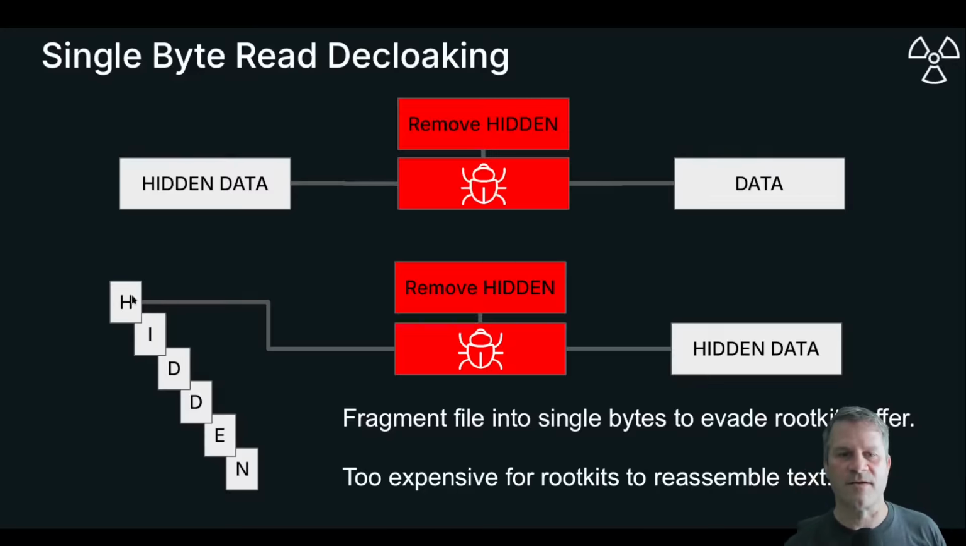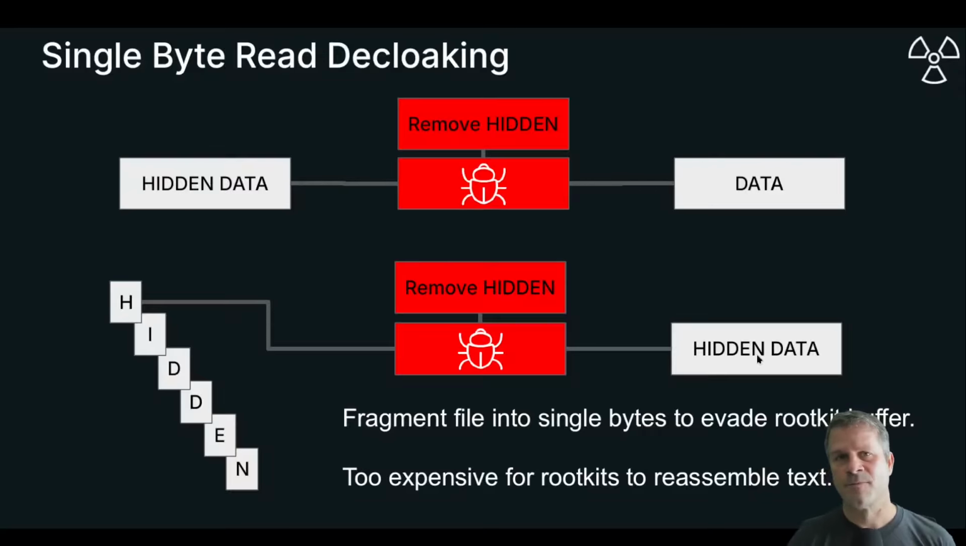What happens though if I broke the file read up into small little chunks, just like a network fragment, and I passed it through? So here, when I read the word hidden in, but I read it in a character at a time, the rootkit is looking for the word hidden all at once. All it sees though is H-I-D-D-E-N, one character at a time. And then on the outside, because it didn't see the word hidden as one string, we get the full hidden data coming out there. So basically, we're using a fragmented read operation in order to bypass the string scrubbing and string searching capability of these rootkits. Now, the reason this works is because, again, it's just too expensive.